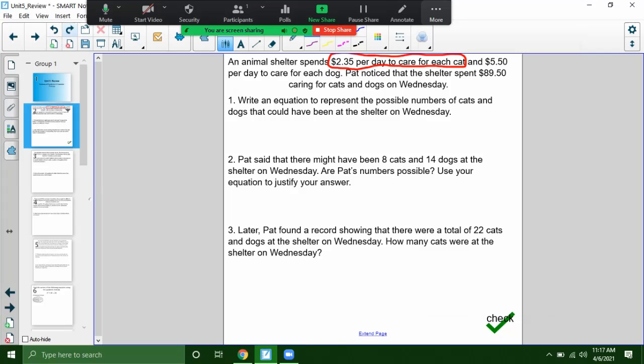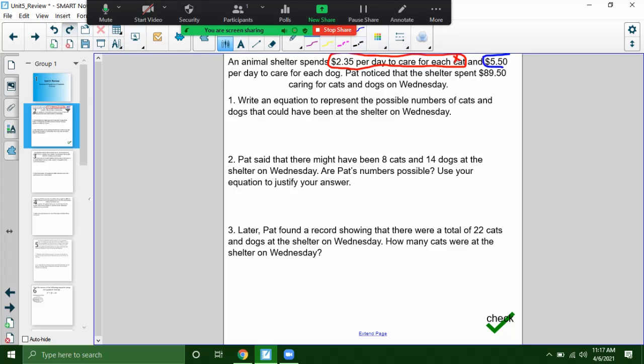I noticed that first they're speaking about cats. For cats, they're spending $2.35 per day. So I circled that. And notice that I use red for cats. The next thing is that I need to define my variables. When I say define, I basically mean I have to say one of them is going to be X and the other one's going to be Y. So for cats, I'm going to use X.